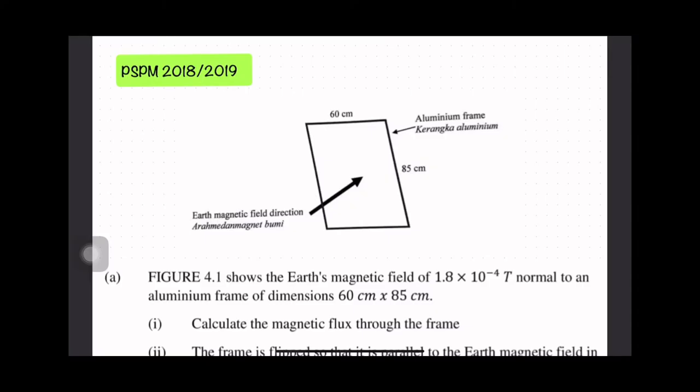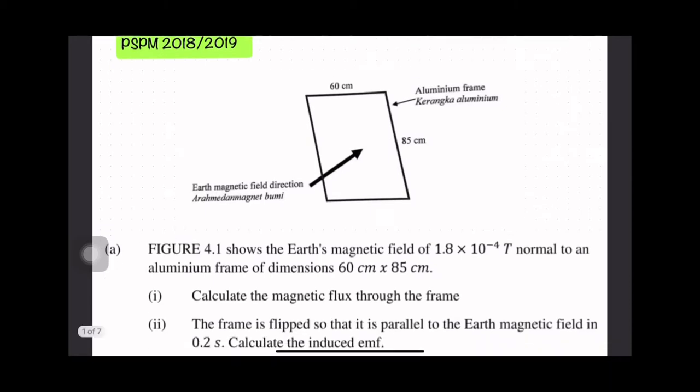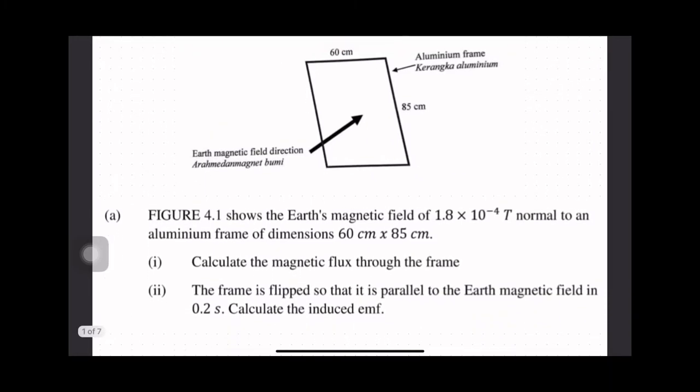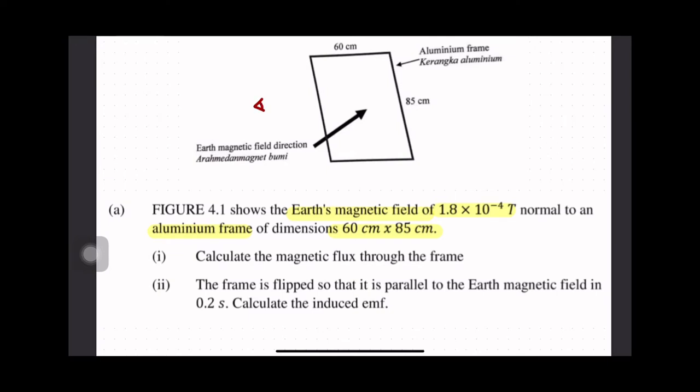Okay, chapter 5, PSPM 2018-2019. Alright, so we have a figure showing the Earth's magnetic field of 1.8 times 10 to the power of negative 4 normal to an aluminium frame of dimension 60 cm times 85 cm. Okay, so first thing, you nampak dia bagi tahu normal. Walaupun lukisan ni sengit, kalau saya tengok daripada side tepi ni, saya akan nampak ini adalah coil. Okay, so B saya macam ni.